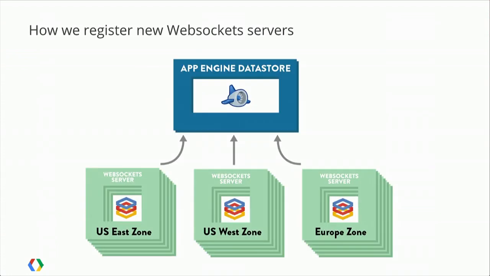Then App Engine needs to know what all these WebSocket servers are up to. So what happens is every 5 seconds, every WebSocket server is going to send a heartbeat to App Engine. And this heartbeat contains the IP address, the zone, the CPU load, the number of jams, and the number of clients.